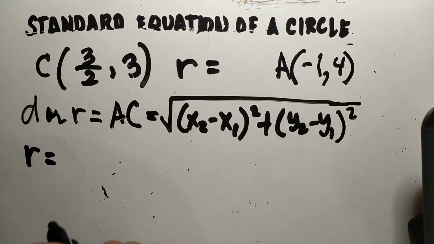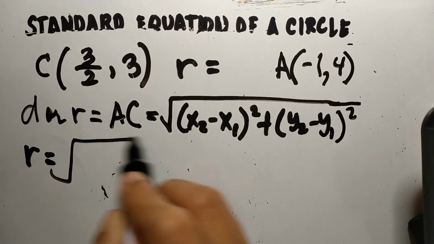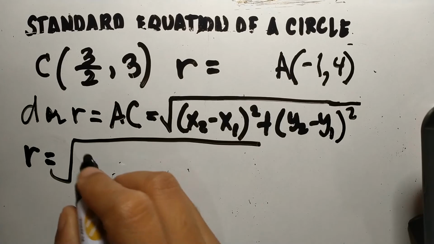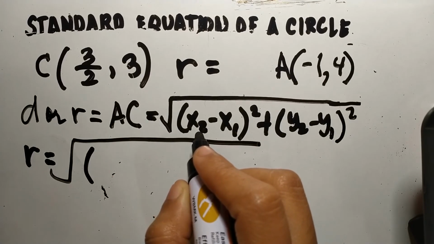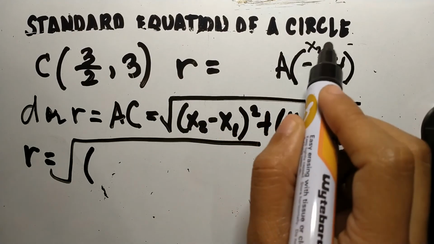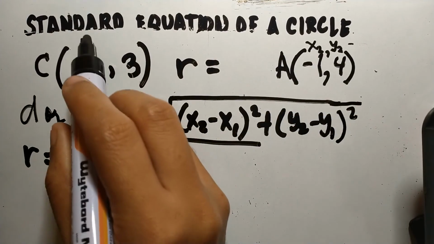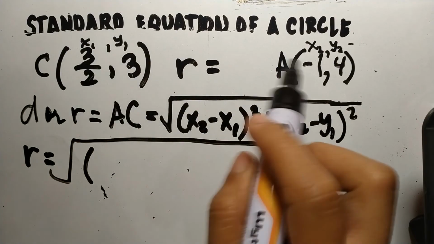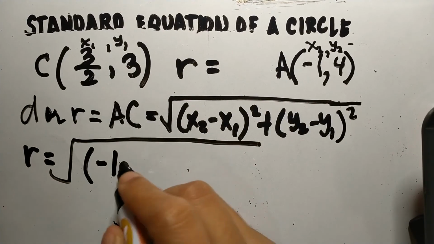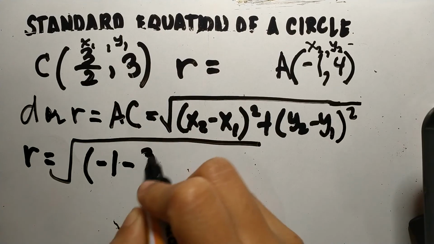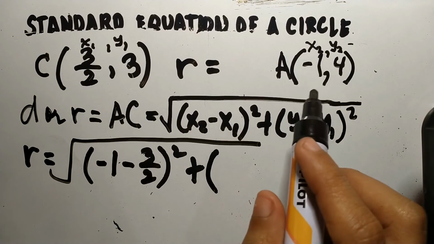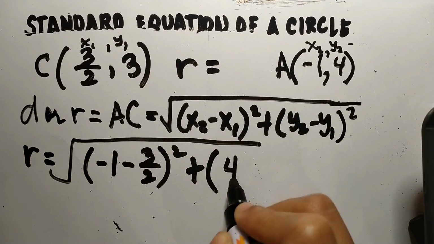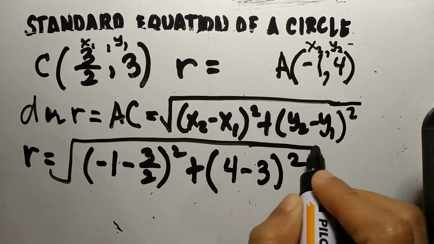Kasi pagpatuloy na natin, we'll get the radius. So, dito na malaking square root dyan. Then, our x sub 2 is this one, x sub 2, y sub 2, x sub 1, y sub 1. X sub 2 is negative 1 minus x sub 1 is 3 halves plus y sub 2 is 4 minus 3 squared.